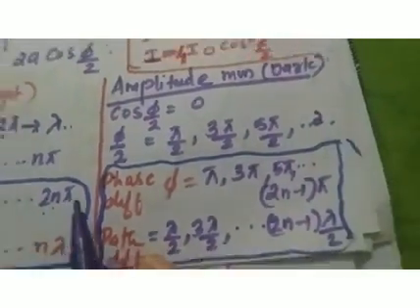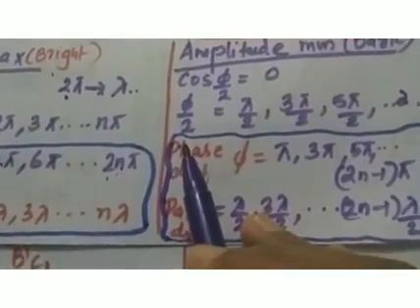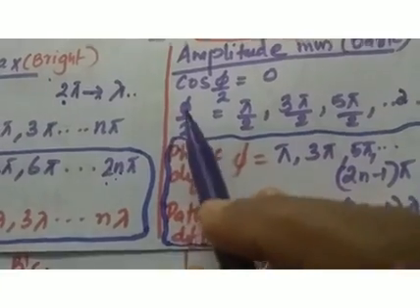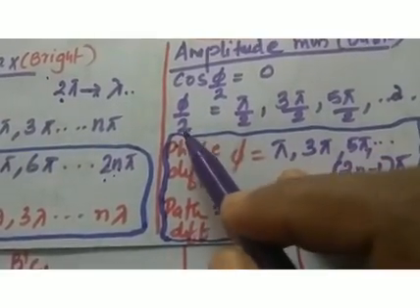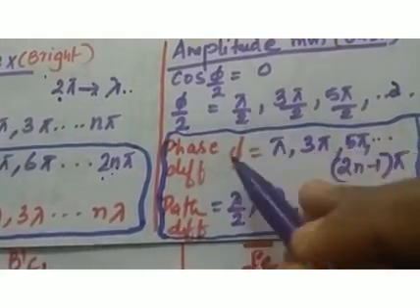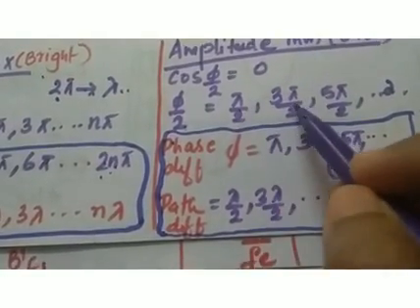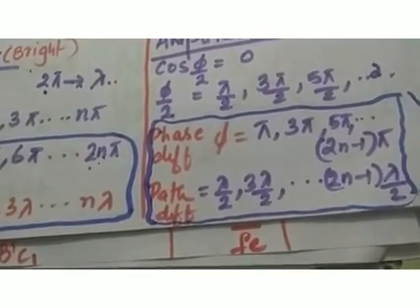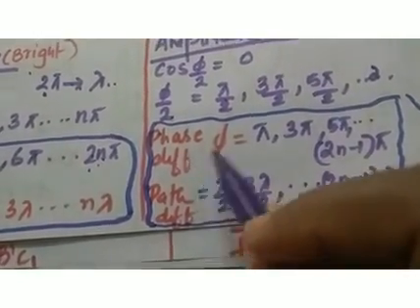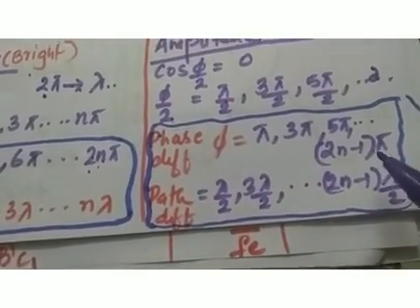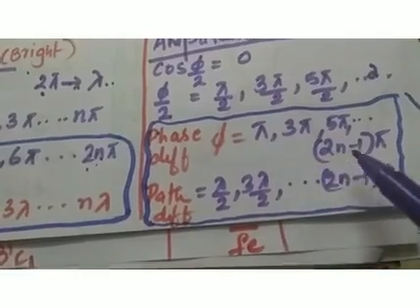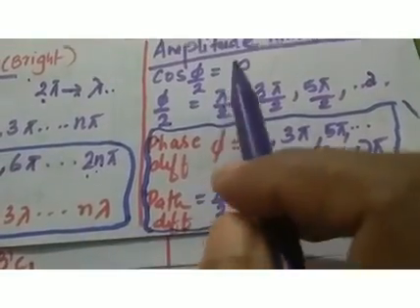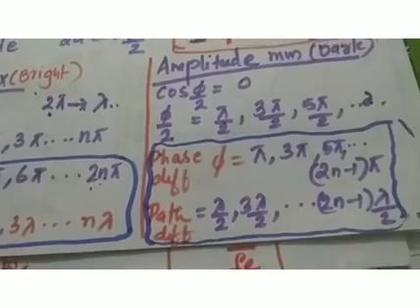Generally, how can we write the phase difference phi? Just multiply 2 with each term here. So you will get pi, 3 pi, 5 pi, etc., up to 2n minus 1 into pi. So when the phase difference is an odd multiple of pi, that means 2n minus 1 into pi, you will get darkness. Darkness is obtained on the screen.